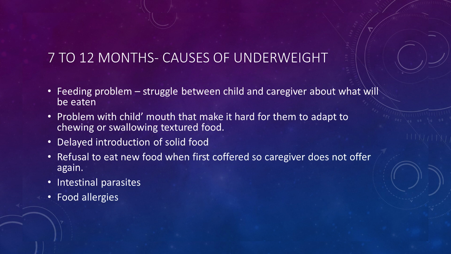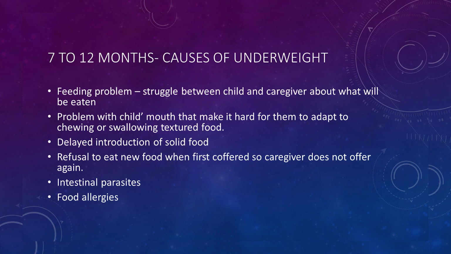Refusal to eat new food when first offered, so the caregiver does not offer it again. When the child is offered some new kind of food and is not happy with it, he refuses, and the caregiver also does not offer it again. So during weaning this nutritious food is not given to the child, the child's requirements are not met, and the child ends up underweight.